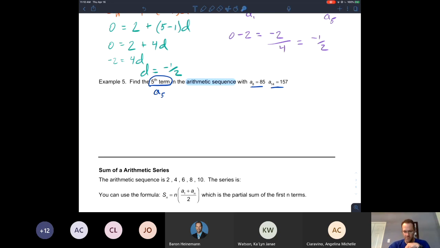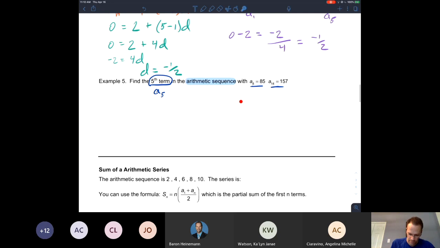Okay, so if it's 6 steps, then the difference between the 14th term and the 8th term, 157 minus 85, which is 72. I have to take the difference and divide it by the 6 steps, and that gives me 12. So the common difference is 12. If I know the common difference, then I just subtract 12 from 85, then subtract 12 again.